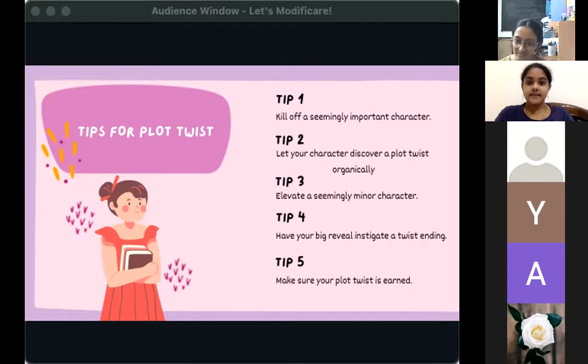And then you have to keep a lot of suspense and a real big investigation. For the plot twist, how the person discovers the plot twist is very important. Give a good thought about the plot twist. Don't just make it here and there. It should be well defined, and it should be something which the reader does not expect.